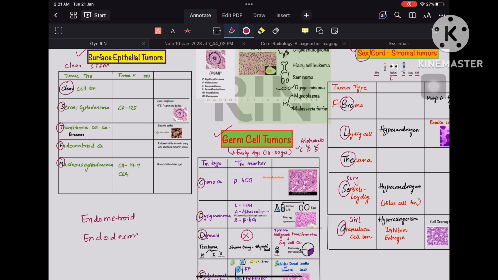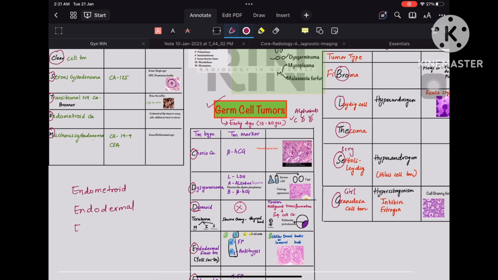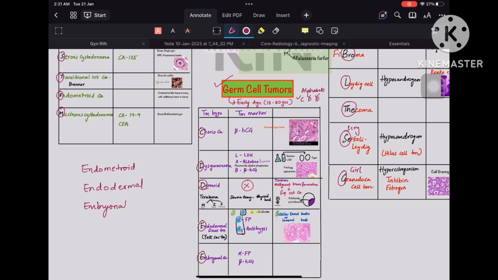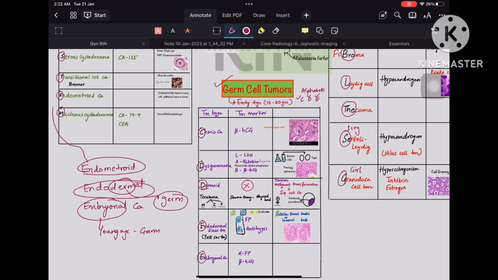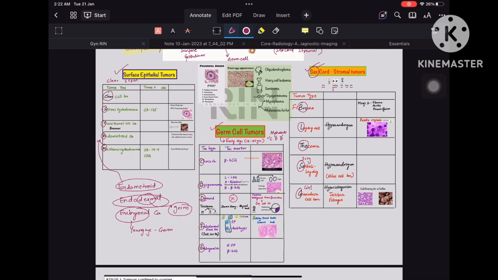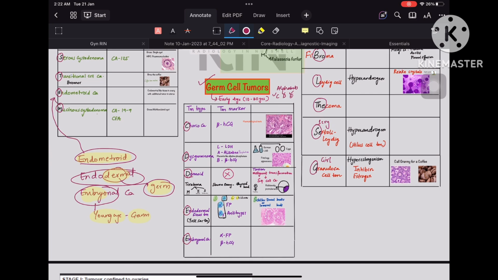The three confusing terms, endometrioid cancer, endodermal sinus tumor, and embryonal carcinoma, all start with E, and the names are quite intimidating, right? Embryonal carcinoma: embryo means younger age group, so put it under germ cell tumor. Endodermal sinus tumor: derm rhymes with germ, so it is a germ cell tumor. It is otherwise called yolk sac tumor. And the remaining one, endometrioid, goes in the first category, the surface epithelial. So this completes the learning of which category each tumor belongs to.